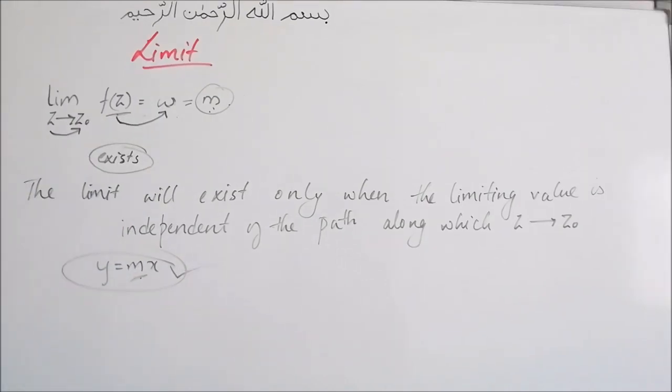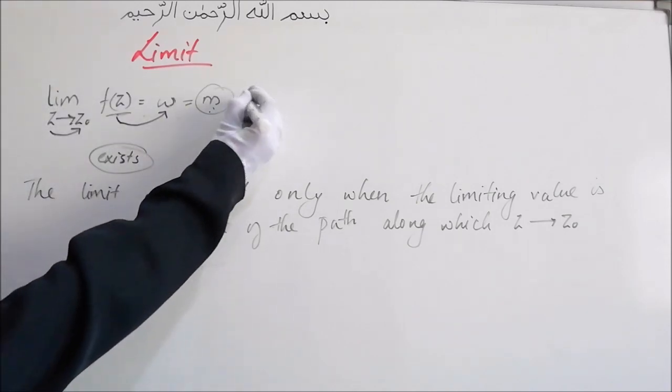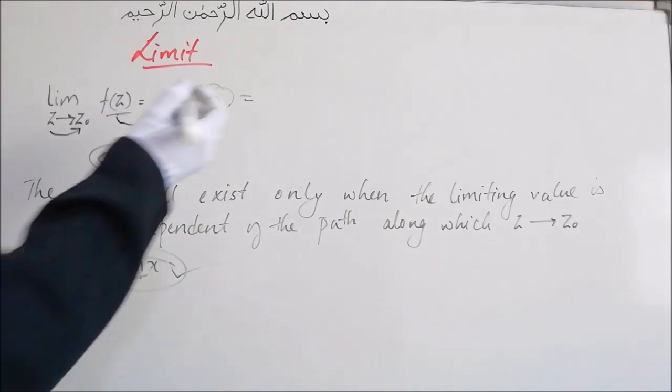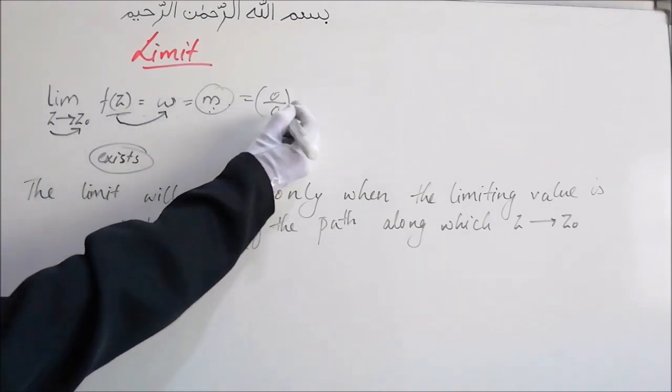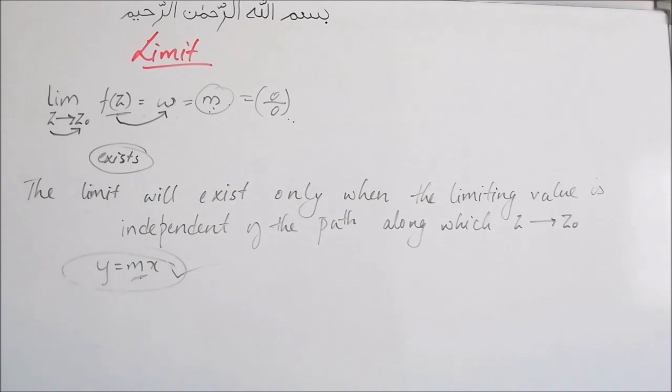But sometimes we may have to use different paths, but in the majority of our problems, we use our straight line path y equals mx. Now let's say by finding the limit, you get an indeterminate form, let's say a 0 by 0 form. Now this does not mean that our limit does not exist. In this case, we may have to change our way or use L'Hospital's rule.